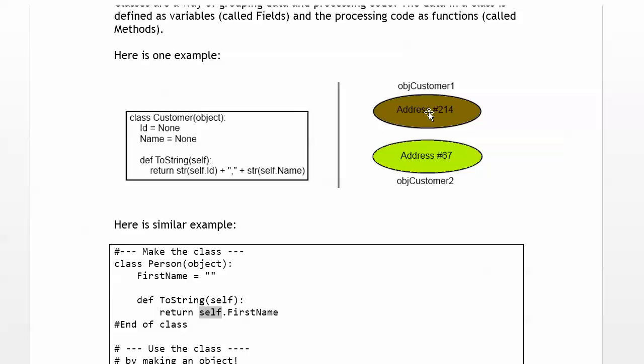And the self is being used here, and what the self does is it refers to the object that you're working with. It's self. It's a pronoun. So, for example, since this code is copied into address 214, when I go ahead and use the word self in address 214, it means address 214, object 1, object customer 1. Just as if I would go through and use the word self at address 67, the word self would indicate address 67.